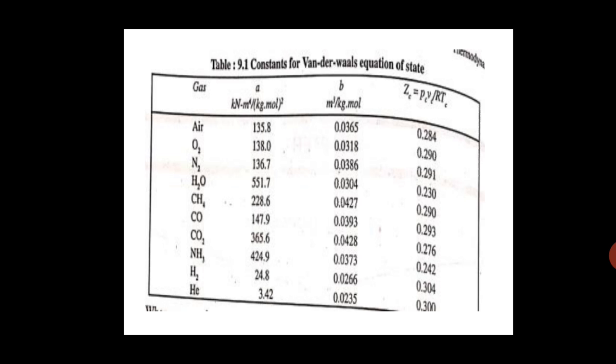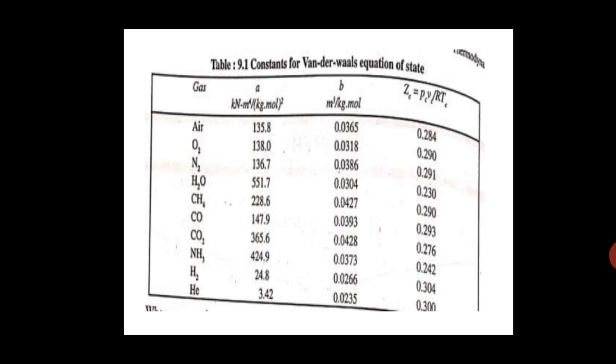You don't worry about the fourth column, that is Zc, that is at critical properties. C stands for critical properties. Let us not worry about that now, because we are only discussing the van der Waals equation of state, where we discuss A and B.